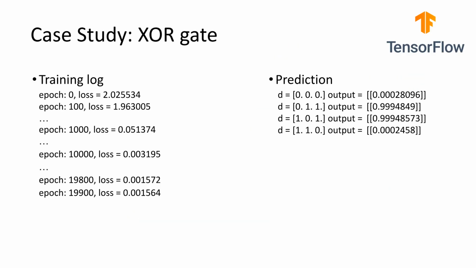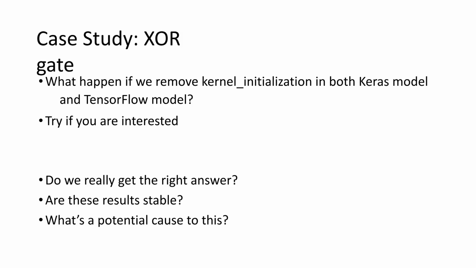Here is the TensorFlow XOR gate training log and test results, showing the loss decreasing over epochs and the final predictions. Consider what happens if kernel initialization is removed in both the Keras and TensorFlow models. Reflect on whether the results are stable and what might be the potential cause of any instability.